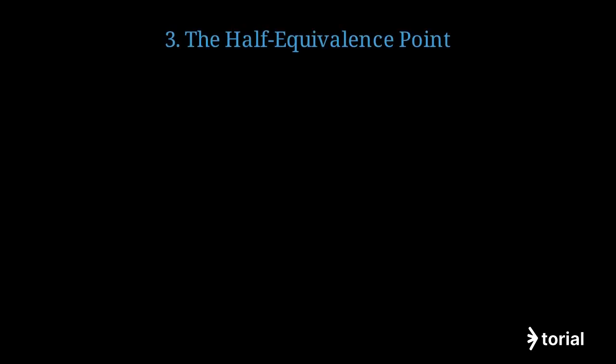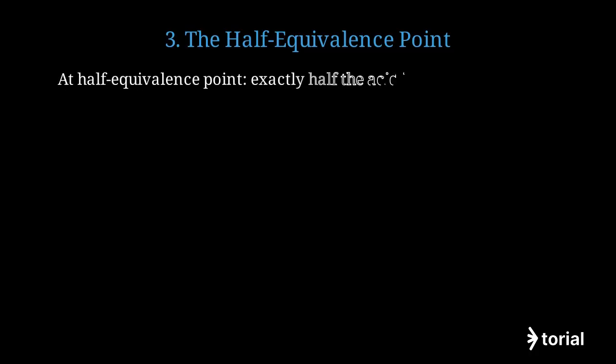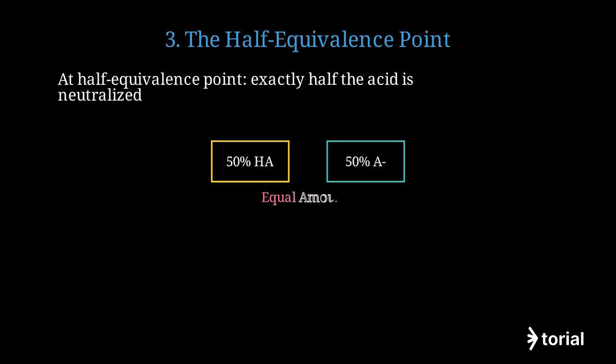This special condition occurs at the half equivalence point of the titration. The half equivalence point occurs when exactly half of the original weak acid has been neutralized by the added base. At this point, we have equal amounts of the weak acid and its conjugate base in solution. The volume of base added is exactly half the volume needed to reach the equivalence point.